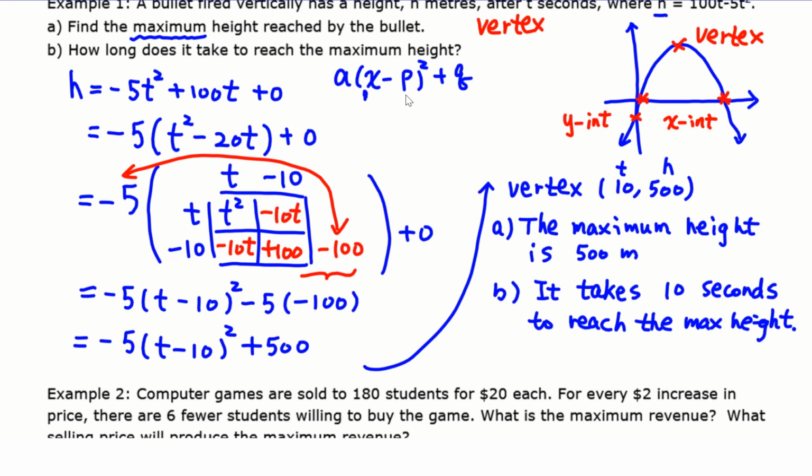Then we need to have two same factors, x minus p times x minus p. So we need to split the middle term into half, the same number, then we can have the two same factors. Then go from there.